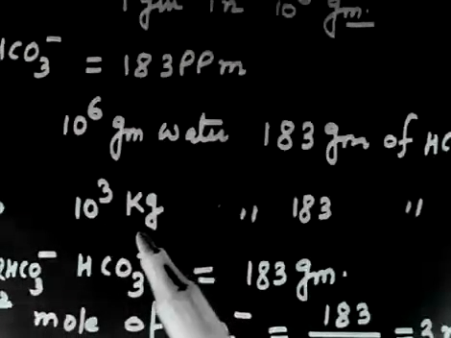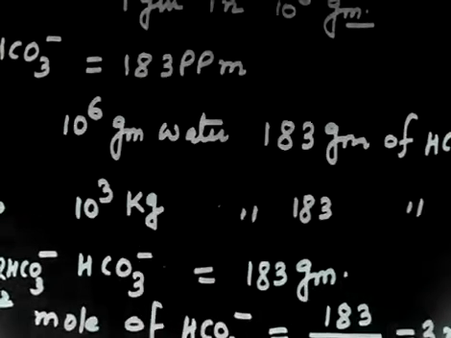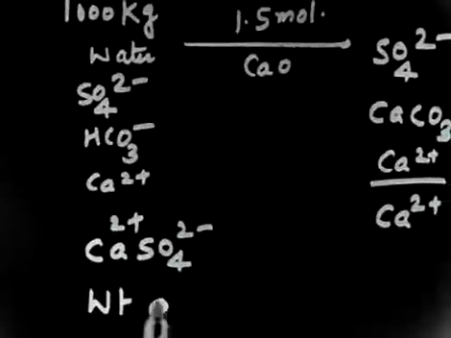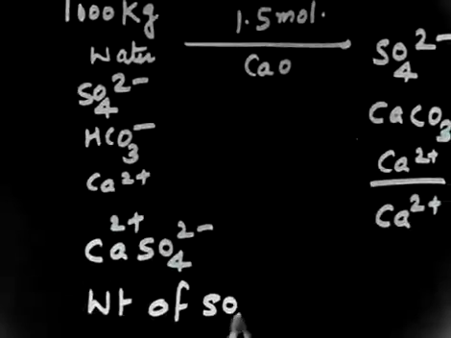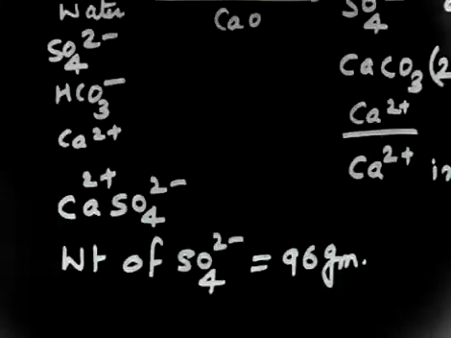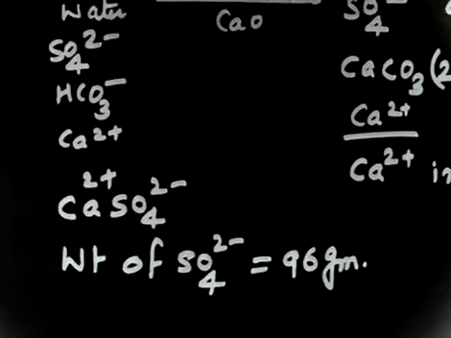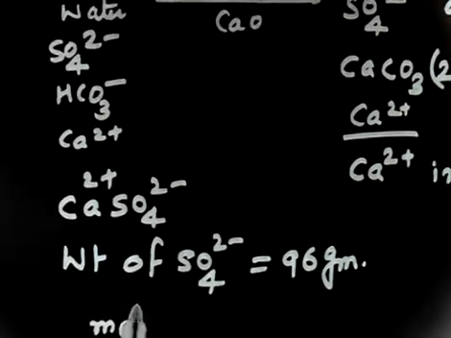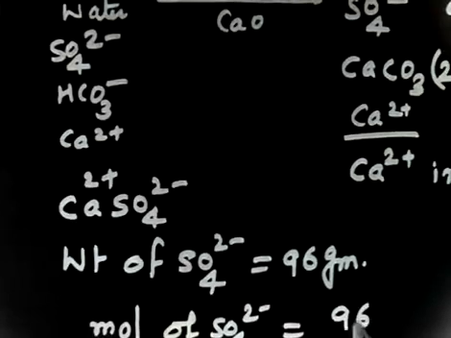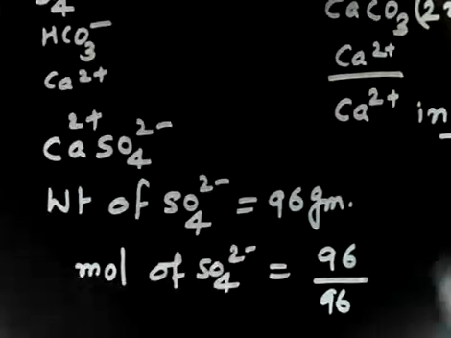So this means in 10 to the power 3 kg, I will have 183 gram of HCO3 minus. Similarly, if I do the same calculation, now I can say weight of SO4 2 minus will be 96 gram. Only thing is, in place of 183, now I have to replace with 96, because SO4 2 minus is 96 ppm. So what is the mole of SO4 2 minus? This will be 96 divided by molecular weight, which is 32 plus 64, 96. So you will have 1 mole.